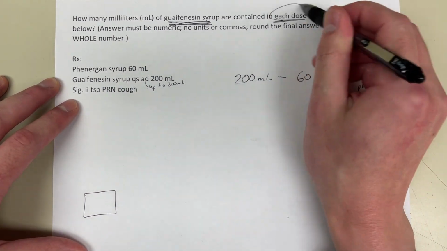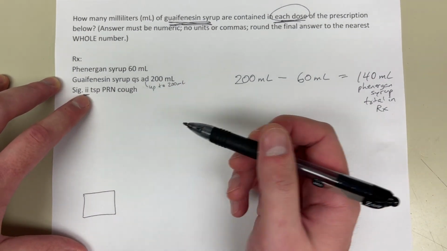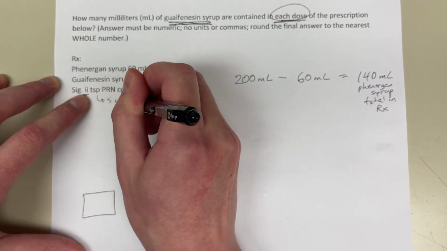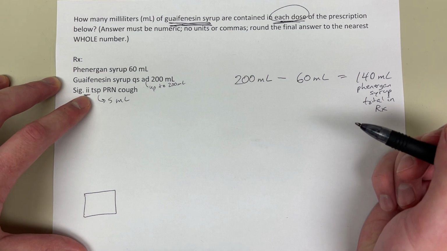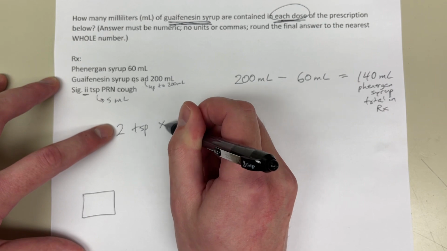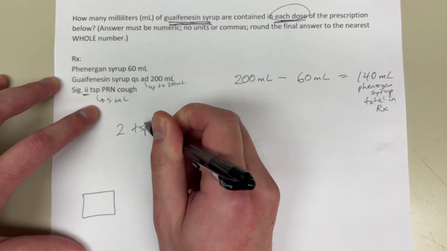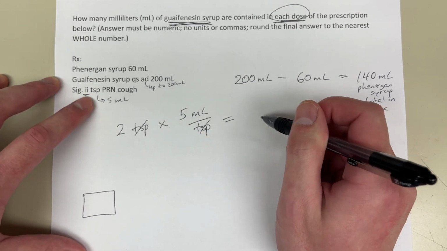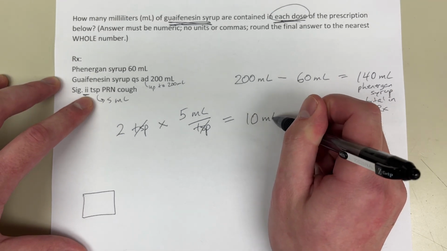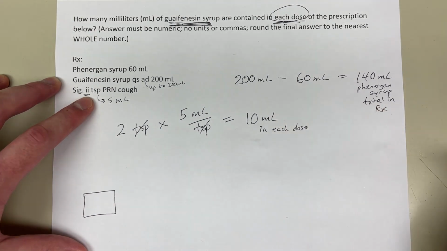But they want each dose for the question, so that's why we have to look at the sig. So 2 teaspoons. In each teaspoon there is 5 milliliters. Right? So to calculate how many milliliters are in 2 teaspoons, I just use the formula: 2 teaspoons times 5 milliliters for each teaspoon, so that the teaspoons cancel out. So for each dose of the prescription, there is 10 milliliters in each dose. Right?